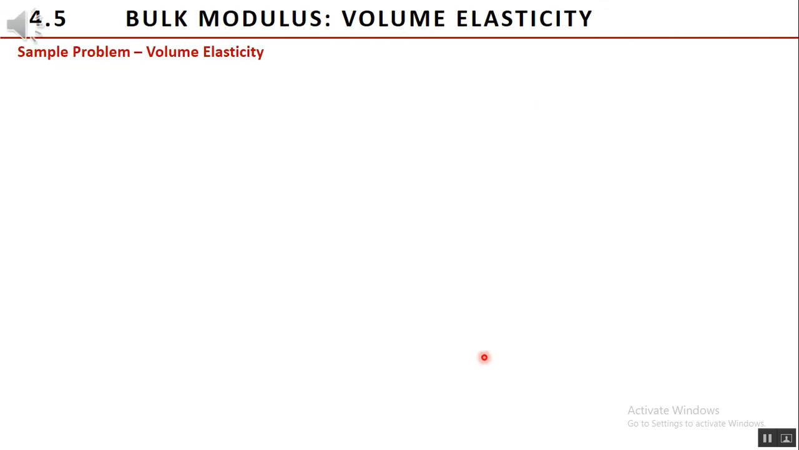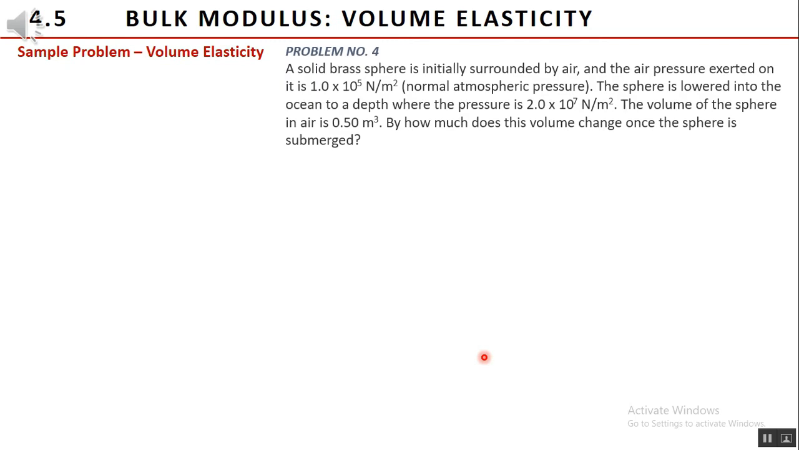Congratulations for reaching this last sample problem. Problem number 4. A solid brass sphere is initially surrounded by air, and the air pressure exerted on it is 1 × 10⁵ pascals, normal atmospheric pressure. The sphere is lowered into the ocean to a depth where the pressure is 2 × 10⁷ pascals. The volume of the sphere in air is 0.5 cubic meter. By how much does this volume change once the sphere is submerged?